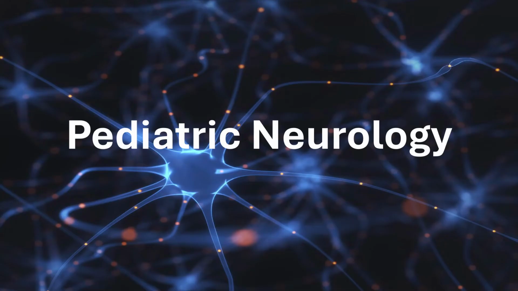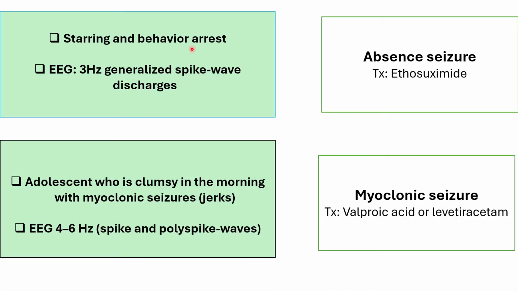Pediatric neurology. Staring and behavior arrest. EEG showing 3 Hz generalized spike wave discharges is absence seizure or petit mal epilepsy, and the treatment is ethosuximide. Adolescent who is clumsy in the morning with myoclonic seizures or jerks, the EEG is 4 to 6 Hz spike and polyspike waves, is myoclonic seizure.